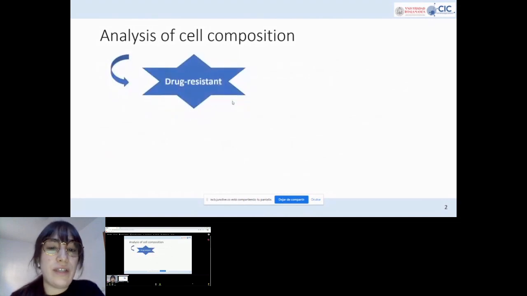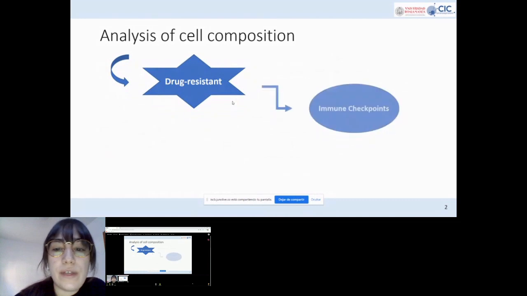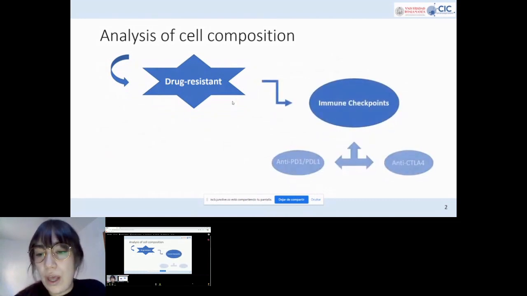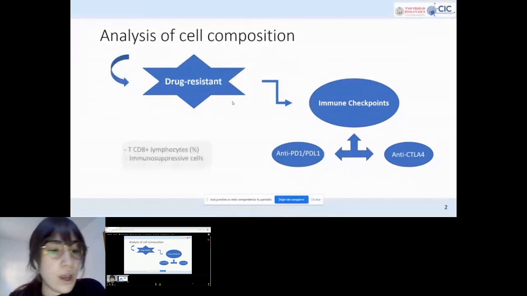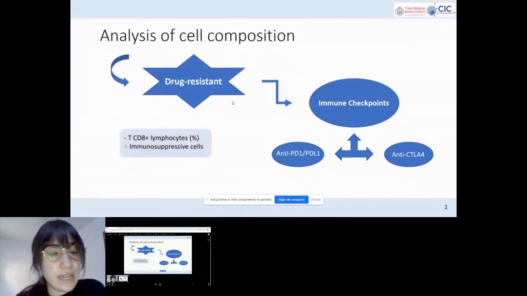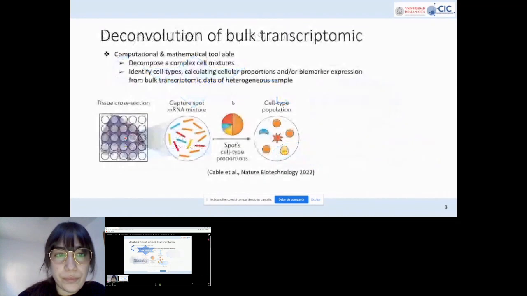The analysis of cell composition is also related to resistance, for example, specifically with immune checkpoints, both anti-PD-1 or PD-L1 and anti-CTLA4, when the levels of cytotoxic T lymphocytes are lower, whereas the infiltration of immunosuppressive cells is higher.